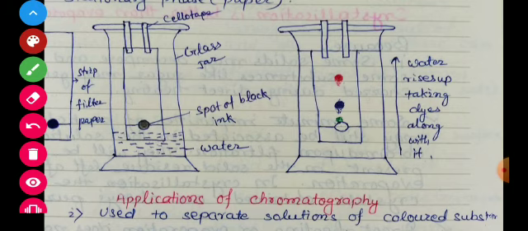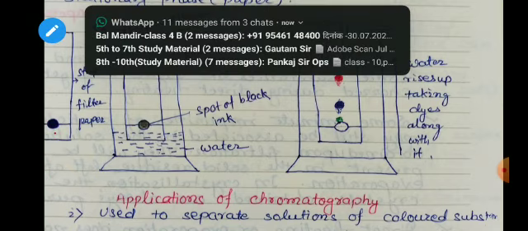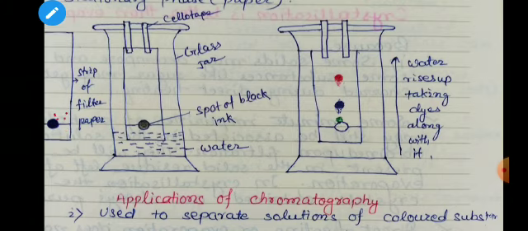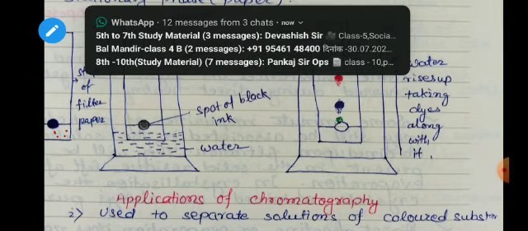In order to perform the experiment, take a strip of very fine filter paper and draw a line on the paper at a distance of approximately 3 centimeters from the end. With the help of a fine capillary tube, put a small drop of blue or black ink mixture in the center of the line drawn by the pencil. Here, as shown in this case, you can see it at this place. After that, allow the strip to dry for some time.